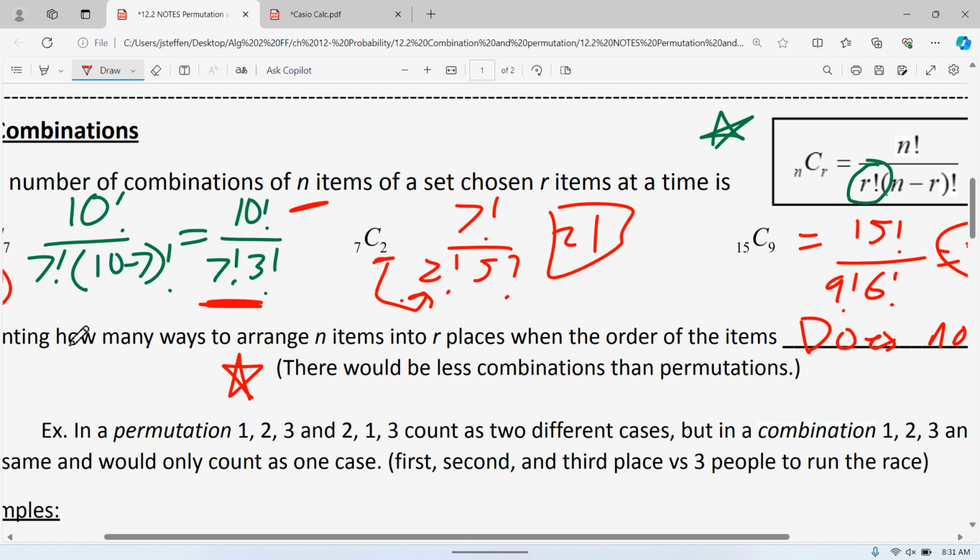And that's the reason why with combination you have way fewer options, because whether it's 1, 2, 3 or 3, 2, 1 or 2, 1, 3, those are all the same exact makeup. Those are the same exact option. Whereas with permutation, all 3 of those would be 3 totally different things, because with permutation, the order matters.